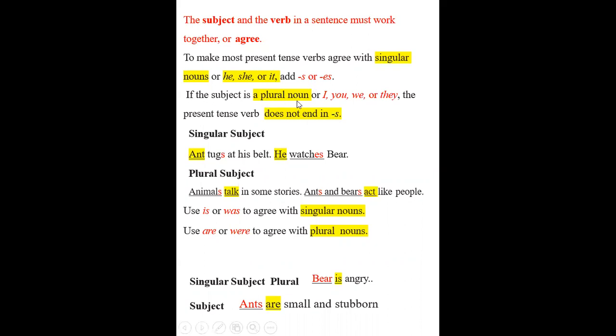If the subject is a plural noun or plural pronoun such as I, you, we, or they. Here, I is not really a plural, but we join it with the plural group of you, we, and they. So the present tense verb does not end in s. You should focus on that. We say I eat, they eat, we eat, you eat, without adding s at the end of the verb.